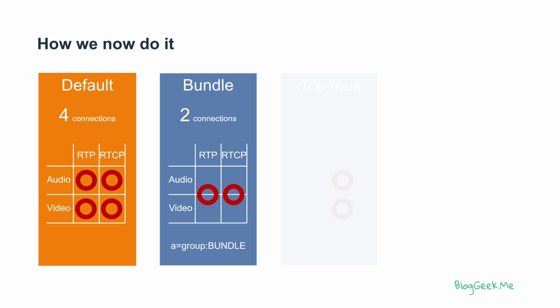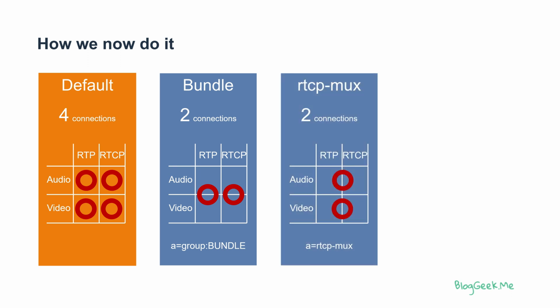We can go one step further with rtcp-mux. rtcp-mux is about multiplexing RTCP over RTP. We're going to use the same connection over the same port for the audio for both its RTP and RTCP data. And we can do the same for the video.